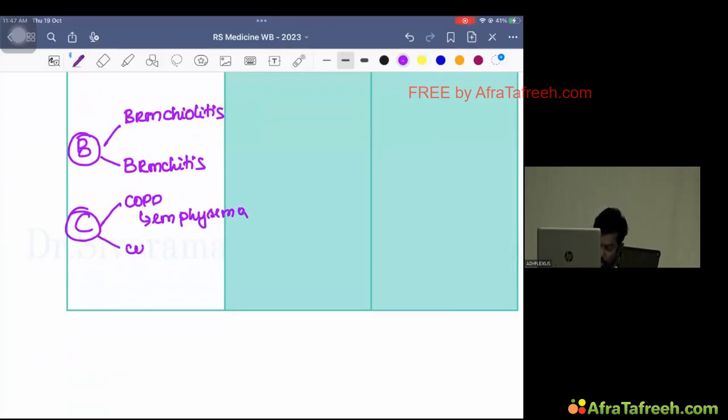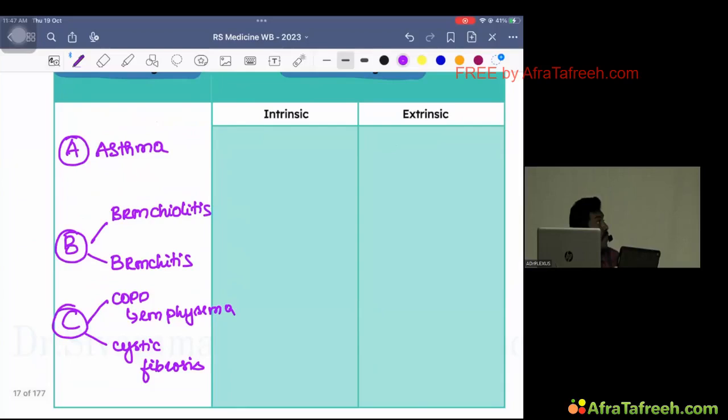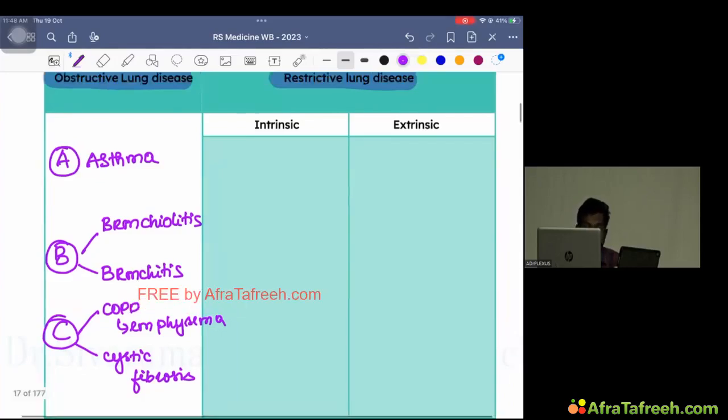Another C is cystic fibrosis. So these are the causes of obstructive lung disease. Any obstructive lung disease should come under A, B, C. A for asthma, B for bronchiolitis, B for bronchitis, C for COPD, and C for cystic fibrosis.